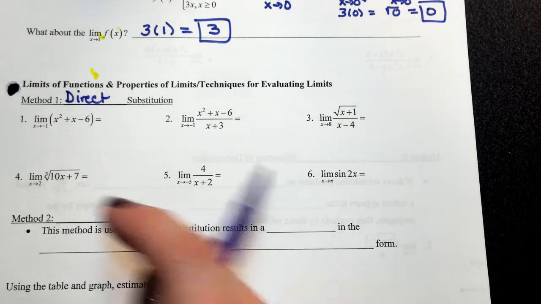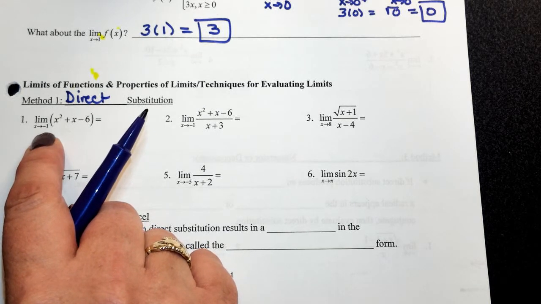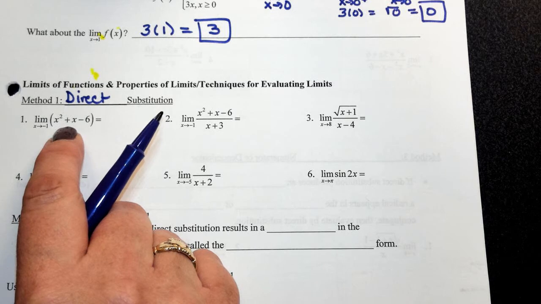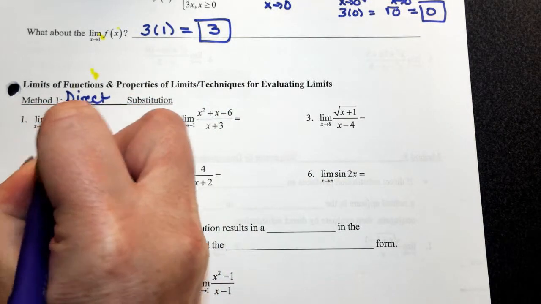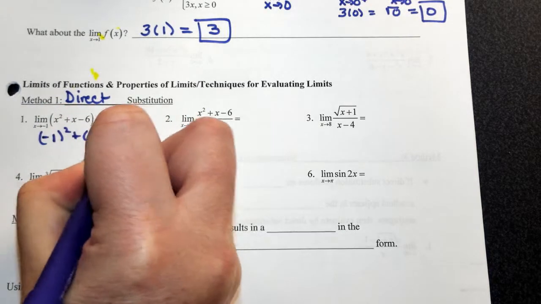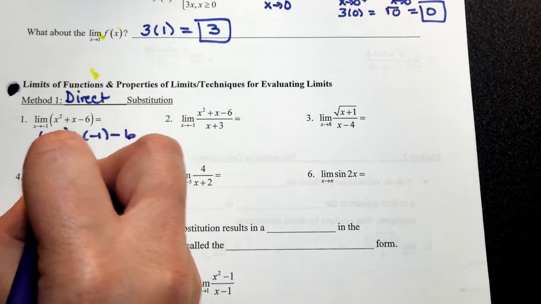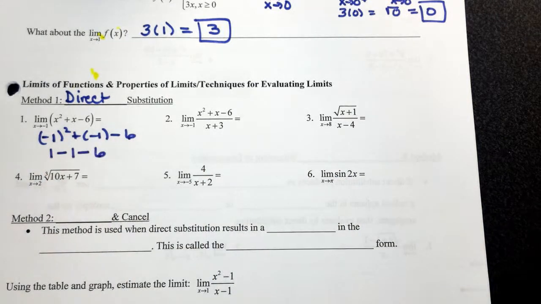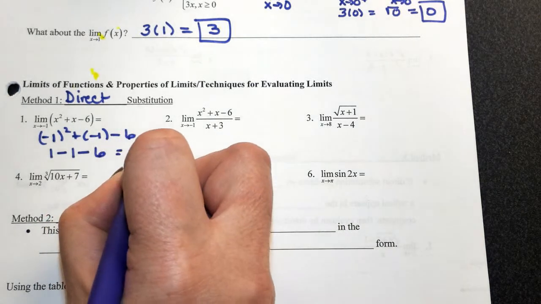So again, direct substitution is just that. It doesn't matter if you're coming from the left or right. You always take this x value and just plug it in for x. If you get a number out, you're done. So negative 1 squared plus negative 1 minus 6. So 1 minus 1 minus 6. What's that going to be equal to? Negative 6.